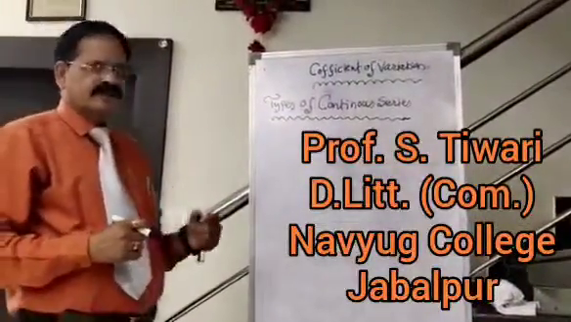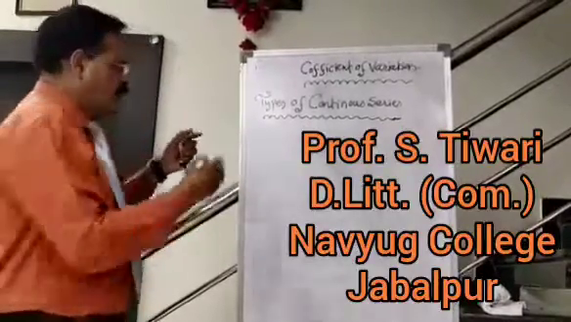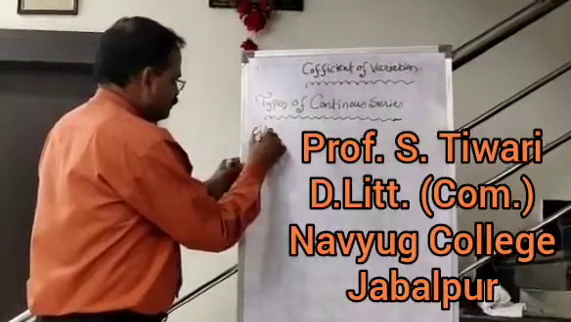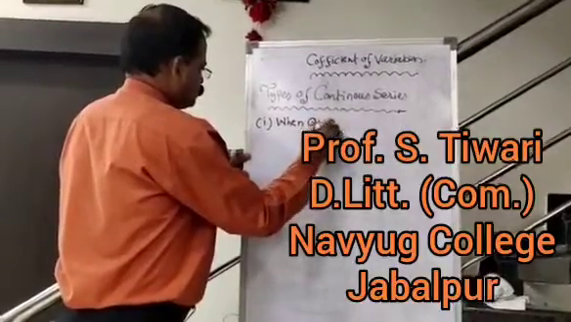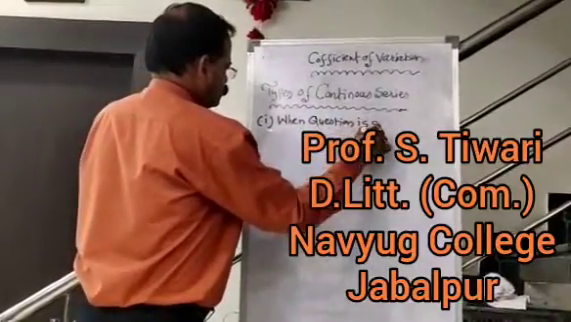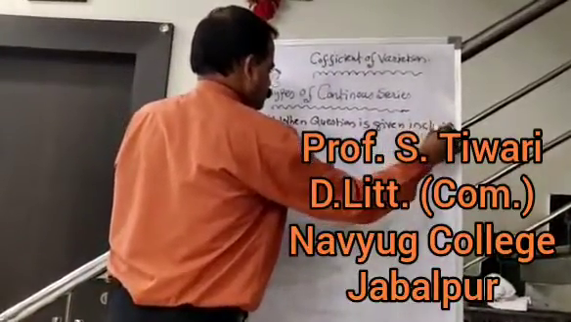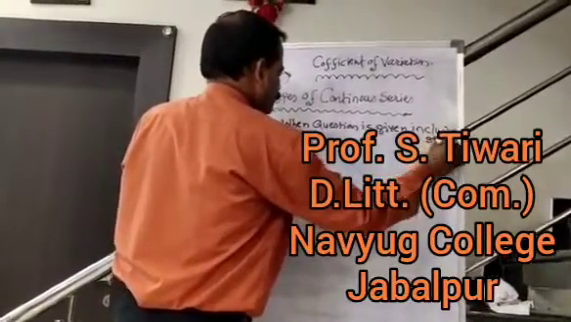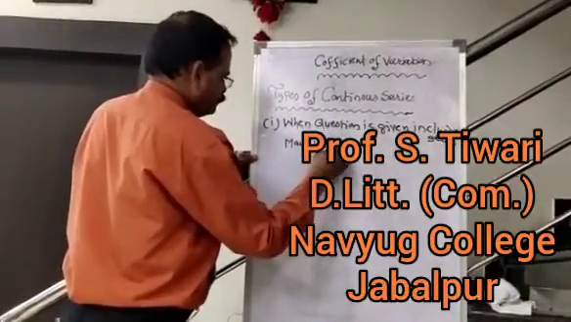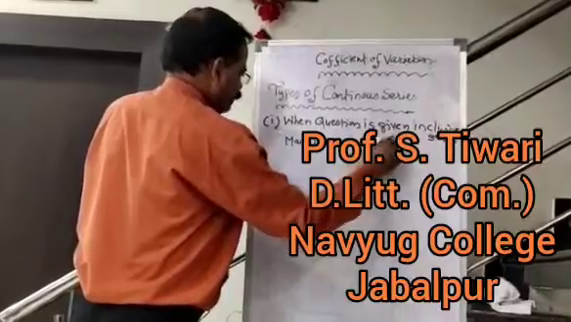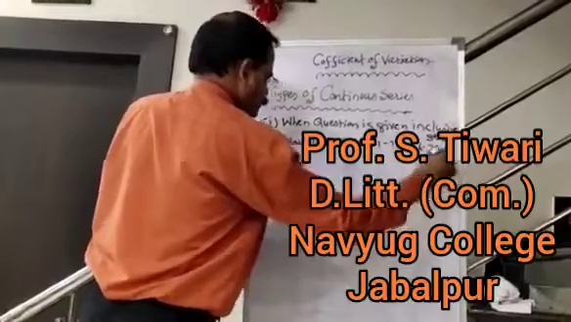आज कोफिशिएंट ऑफ वेरिएशन में हम करेंगे टाइप्स ऑफ कंटिन्यूस सीरीज। पिछले वीडियो में हम कंटिन्यूस सीरीज तक हो चुके थे। अब टाइप्स ऑफ कंटिन्यूस सीरीज में देयर आर 5 टाइप्स ऑफ कंटिन्यूस सीरीज। नंबर 1, व्हेन क्वेश्चन इज गिवन inclusive series. What is the recognition of inclusive series? Marks 1 to 5, 6 to 10, 11 to 15, 16 to 20, 21 to 25.